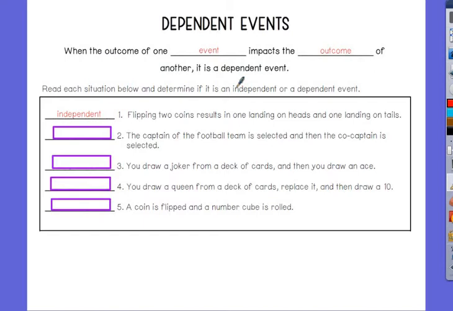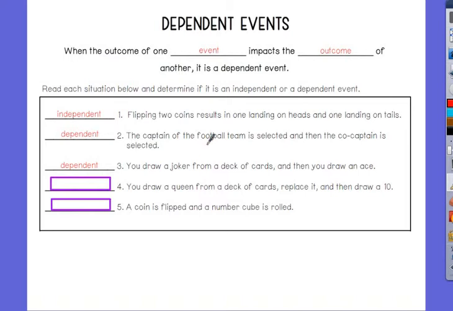The captain of the football team is selected, and then the co-captain is selected. Okay, well, can the captain and the co-captain be the same person? No. So, would that be independent or dependent? Dependent. I'm changing the number of people I can pick from. You draw a joker from a deck of cards, and then you draw an ace. Am I putting that card back? No. So is that independent or dependent? Dependent, because I am changing the total number of cards.